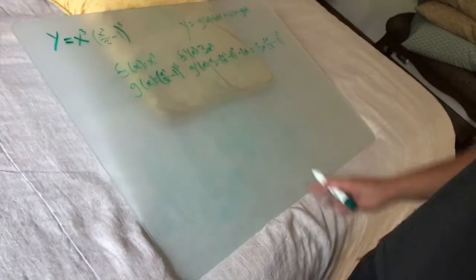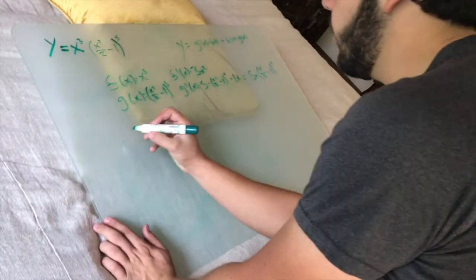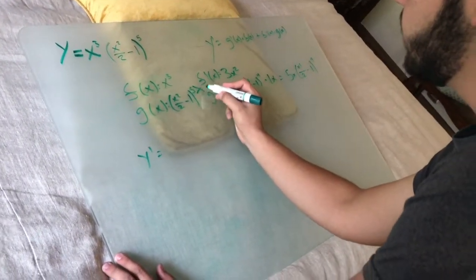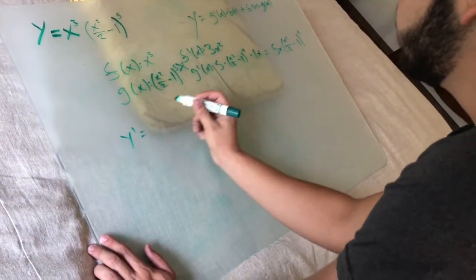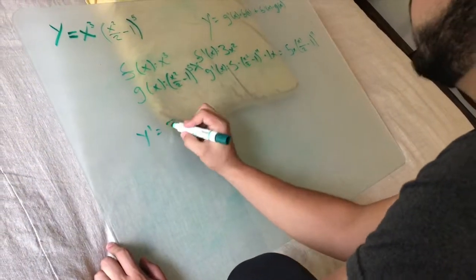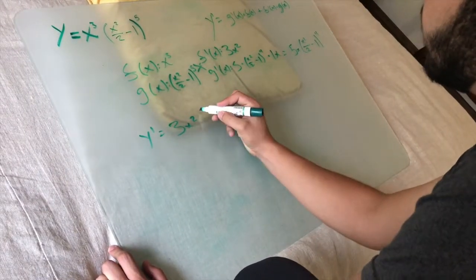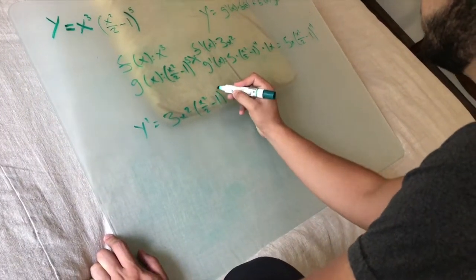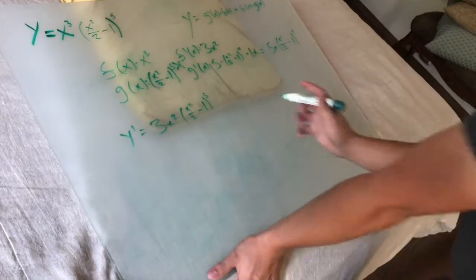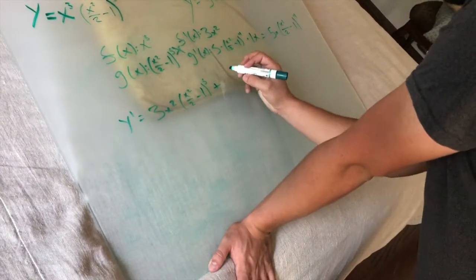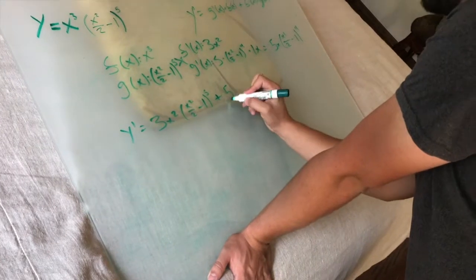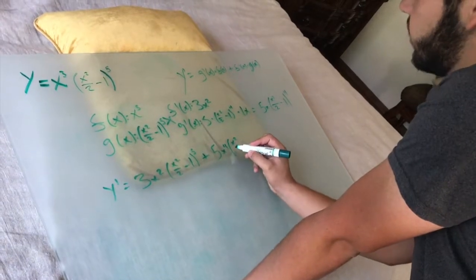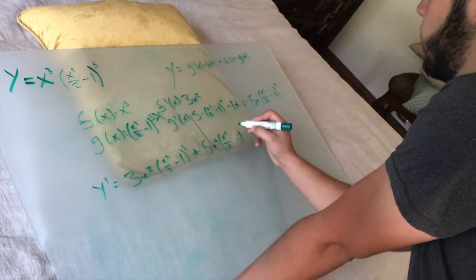Then you use the formula, which is y prime equals, you cross multiply this, so you can do it at once: 3x to the second parentheses x to the second over 2 minus 1 to the fifth, because it's g of x, not g prime of x, plus 5x to the fourth parentheses x to the second over 2 minus 1 to the fourth.